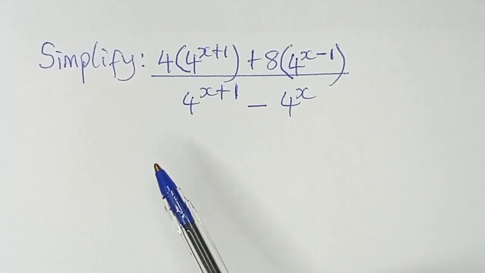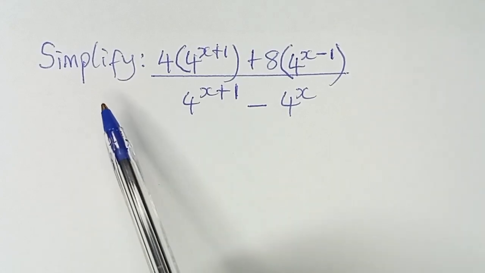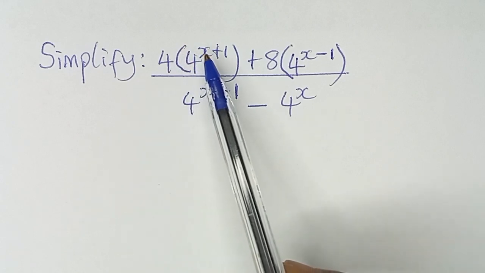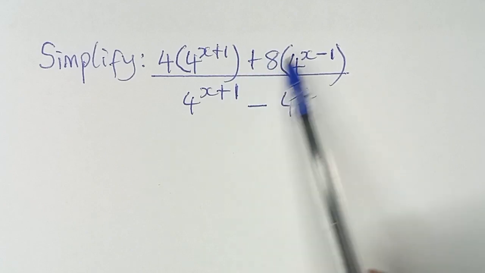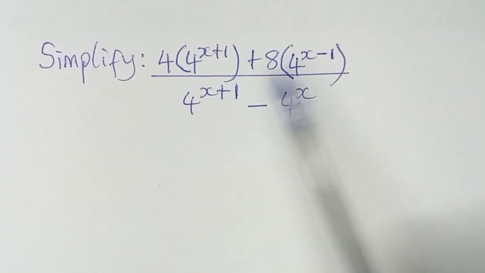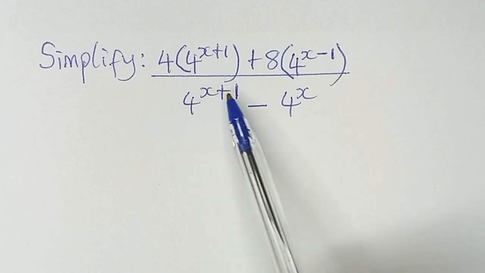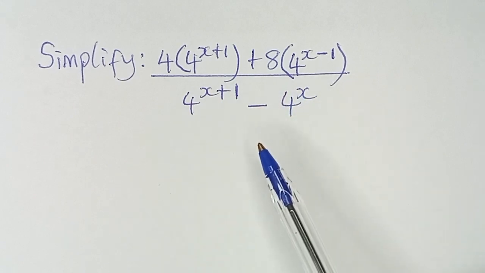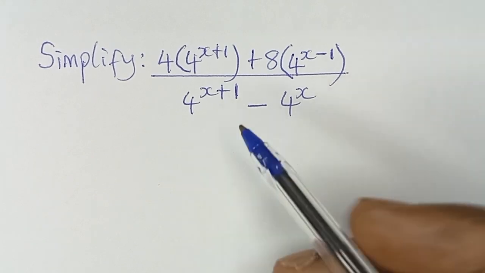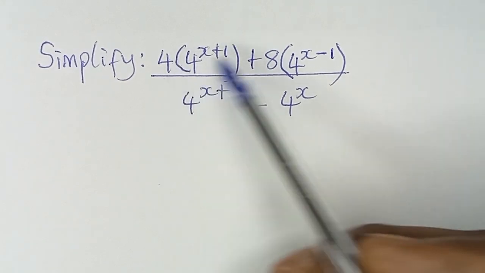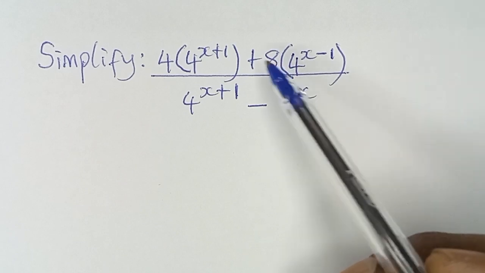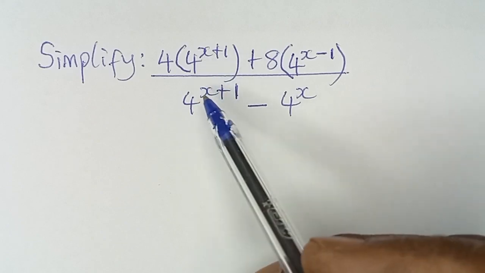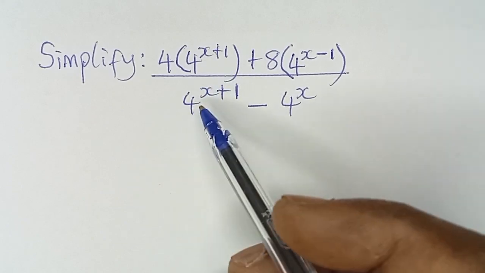Hello, you are welcome. The question here says simplify 4 multiplied by 4 raised to the power x plus 1, plus 8 multiplied by 4 raised to the power x minus 1, all divided by 4 raised to the power x plus 1 minus 4 raised to the power x. Now, for us to solve this, we try and break down these powers, and also these ones that have double powers.